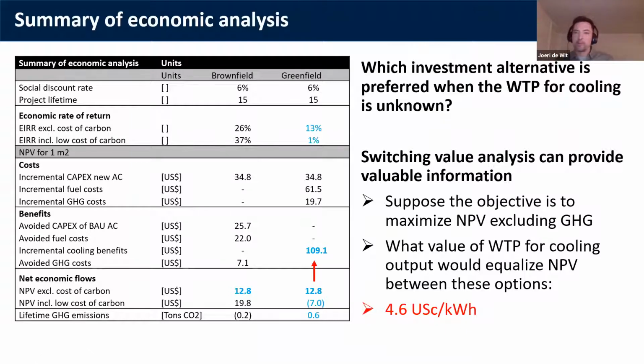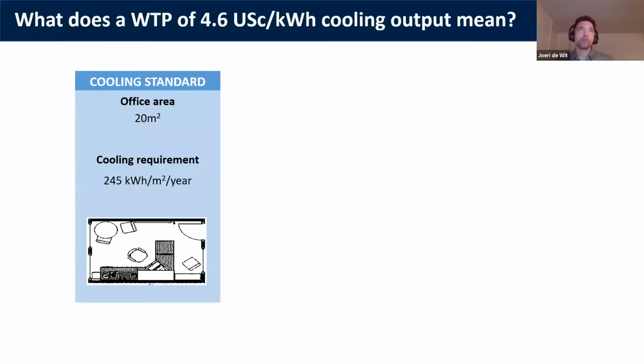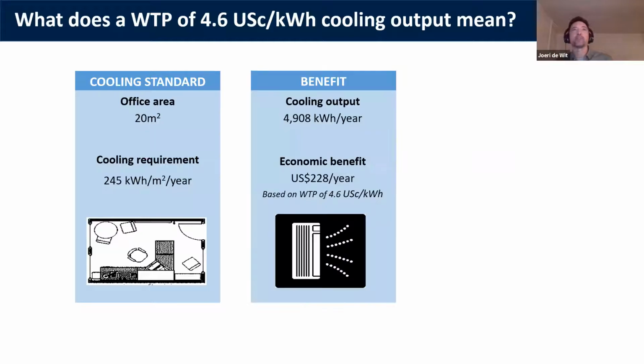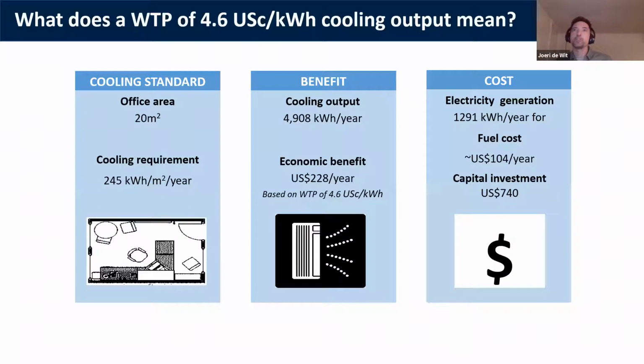Now, taking this number back to a real world example, suppose your office is 20 square meters. Then you would need to cool it with an equivalent of 4,908 kilowatt hours per year, which would provide you 228 US dollars per year in benefits and cost you $104 per year in fuel and $740 in capital investment cost. So that's one number.